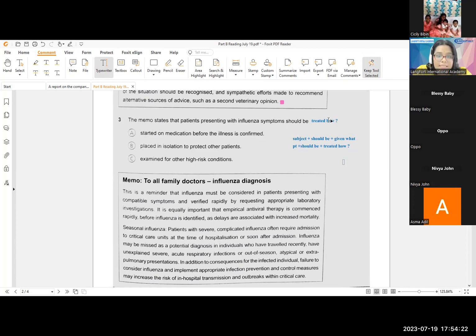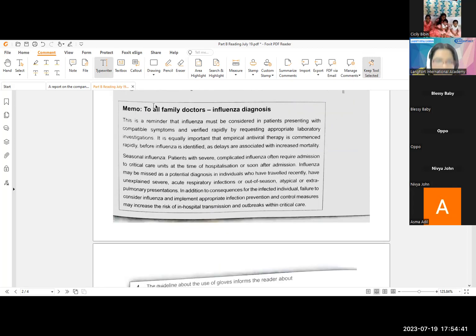Jyoti, Saina, Jose, Danya, Shinu, Asma, Blessy, Nivya, Cicely, and others, are you clear with the question? Go through it. Be clear how you should interpret the question. All of you, okay, perfect. So remember, last week it was "should". This week it is "should be". Now take 55 seconds, read the extract, all of you.